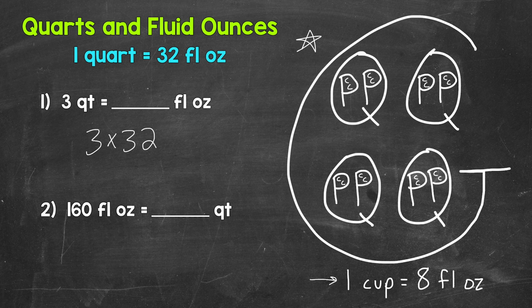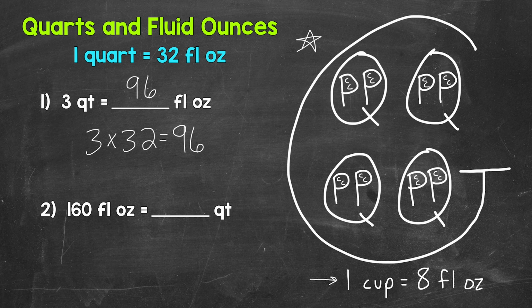We multiply by 32. Now 3 times 32 gives us 96. 3 quarts equals 96 fluid ounces. So again, when going from quarts to fluid ounces, multiply by 32.